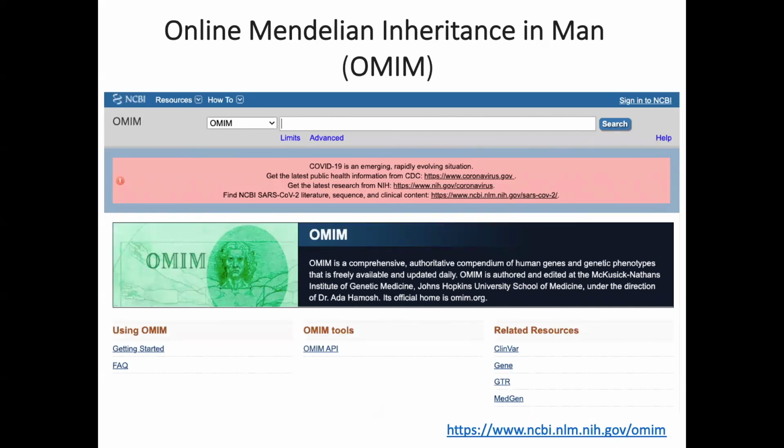So this is what the website looks like. Here is where you can search. Of course, you can search the database by disease name, gene name, or even clinical synopsis. You can play with it when you have time.